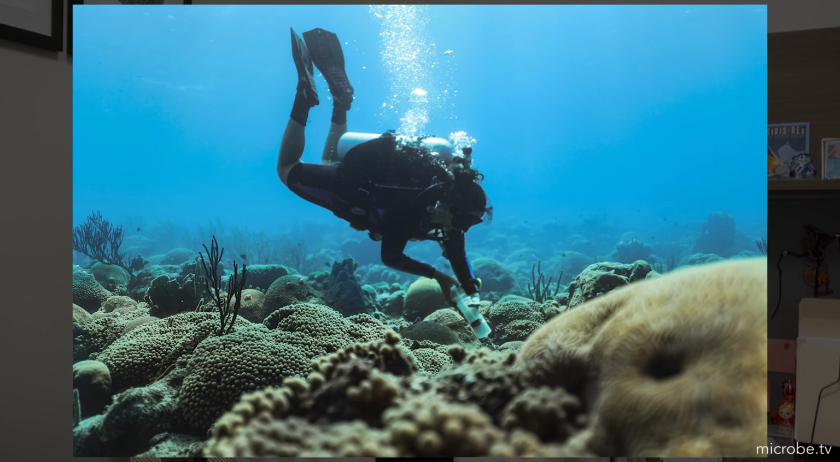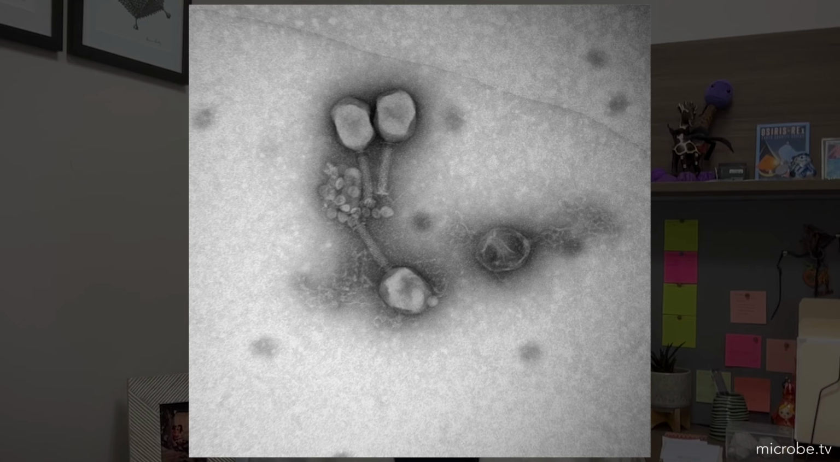So here's a picture of Natasha Verona. She's a PhD student in my lab, and she's collecting samples from coral reefs in Curaçao. And she is processing these samples to analyze viruses that are double-stranded DNA viruses. Here's also a picture under the electron microscope showing how these viruses look. This virus specifically was isolated by an undergraduate student that I worked with at San Diego State University a few years back.